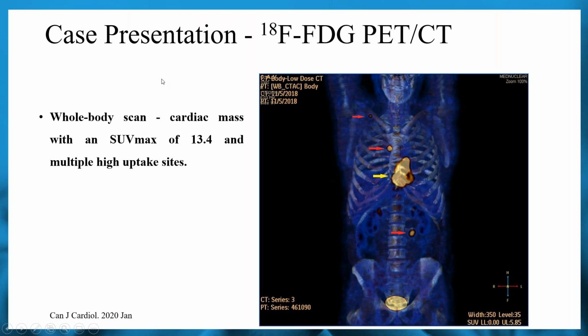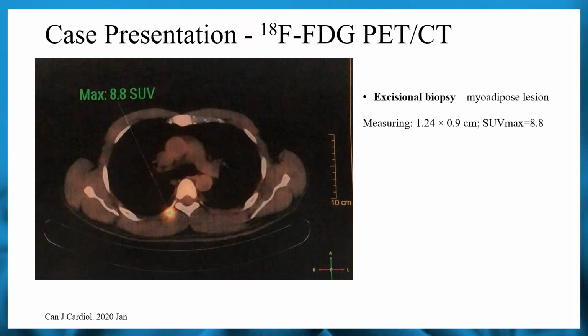Now we went on to the FDG PET CT. Here we can see the whole body scan showing an important cardiac mass with significant uptake. On the yellow arrow, the SUVmax calculated at 13.4, and it also showed multiple high uptake sites on the red arrows corresponding to metastasis sites.